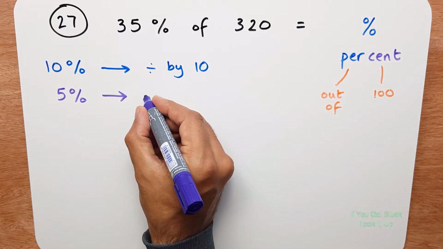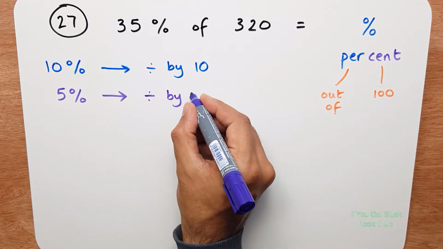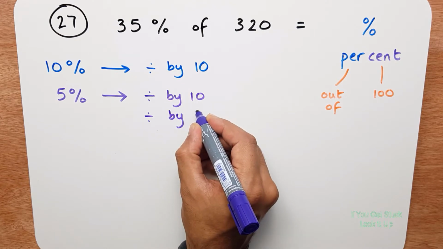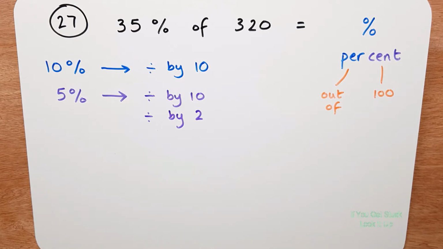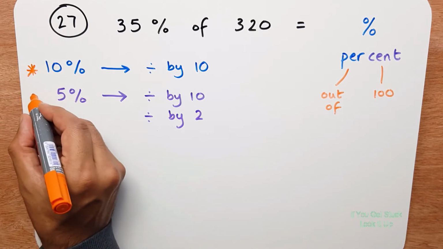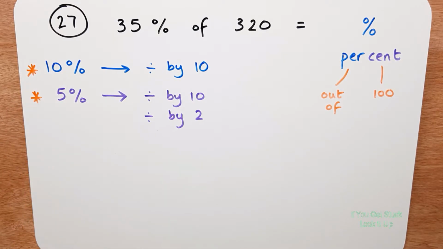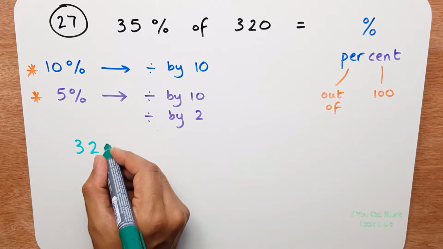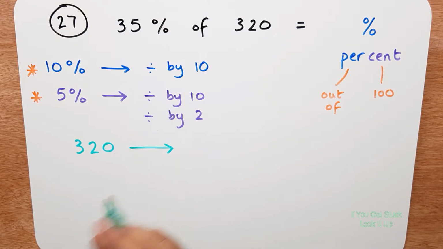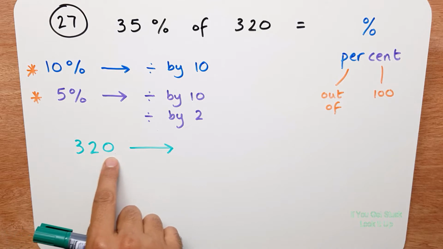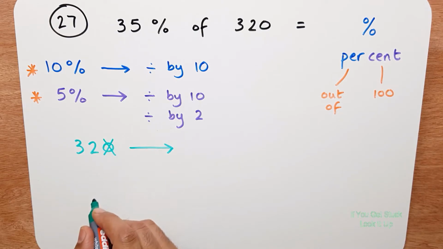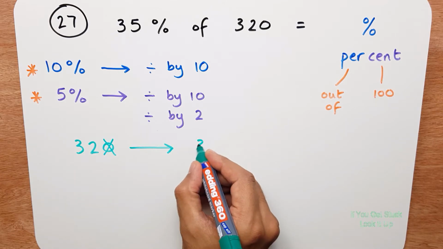So let's write that down. You divide the number by 10, then you divide it by 2. Now, if you can learn these two rules, it makes working out percentages much easier. So let's write this number down here, 320. And we want to work out 10%. Now, because this is a whole number and it ends in 0, finding out 10% is easy. You simply cross off the 0. So we end up with 32.